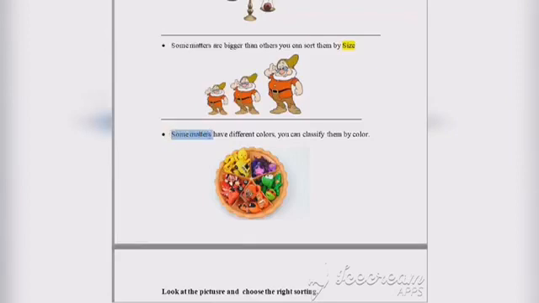Some matters have different colors. You can classify them by what? By color. You can classify matter by color. We have a lot of toys here in this plate, and they are matter.